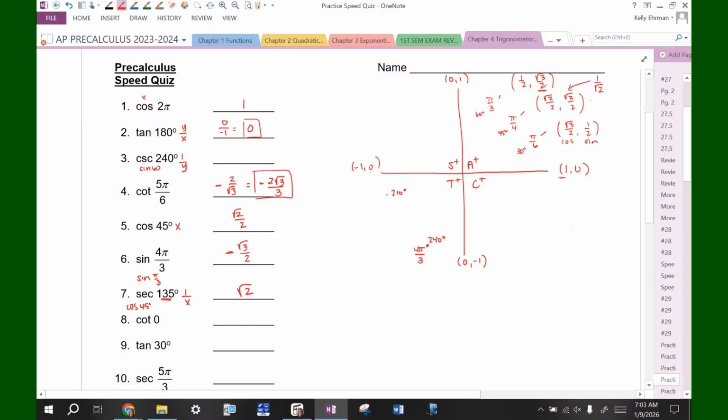You can also just write that information. You can write whatever you want on your paper to help you out. Is it positive or negative? This is quadrant 2. Secant and therefore cosine are negative in quadrant 2.